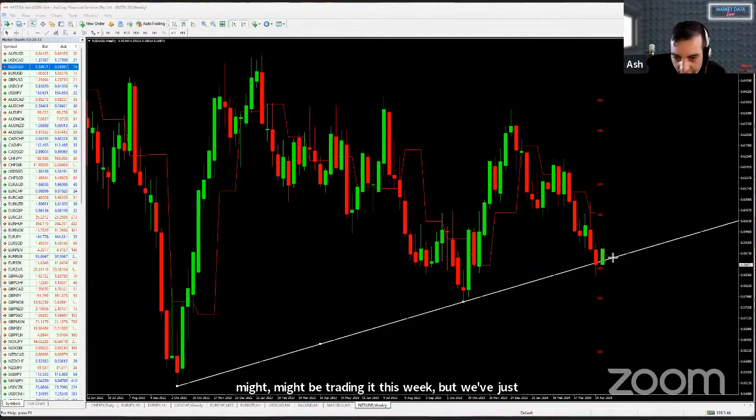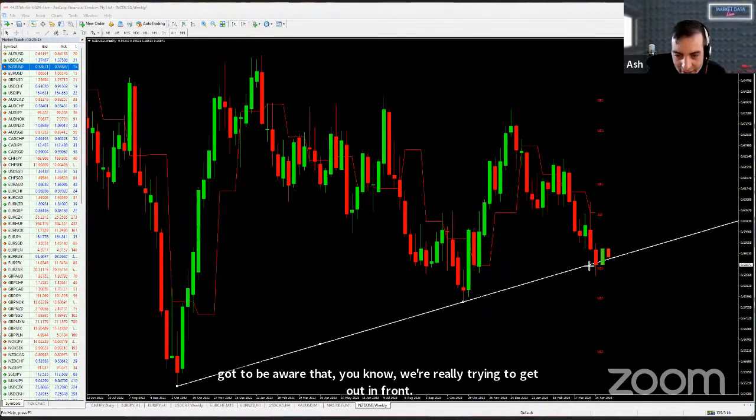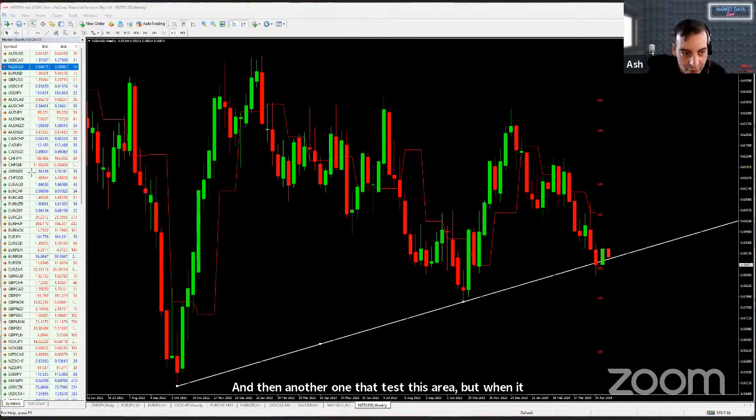And then another one that tests this area, but when it tests that area, rather than it being a break back through again, it actually creates something of a reversal bar. If it can do something like that, probably see those lows again. If it can create that reversal bar on this point here, on this line, then in 2 weeks' time, we would have a potential move to the upside.